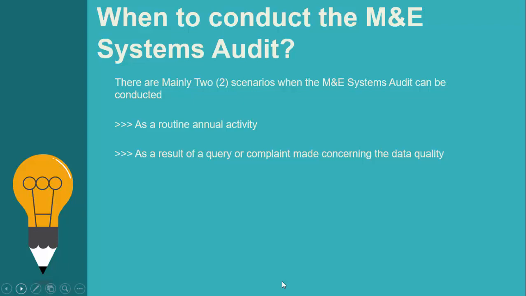Now, the second reason why you do this audit, the second scenario when it's conducted, is when a complaint has been received. There might be a query from your stakeholders that they are questioning the authenticity of the reports that you are generating. And I can tell you, if any stakeholder questions the authenticity of your reports, that can be a serious problem. So you need to get to the root cause of that.